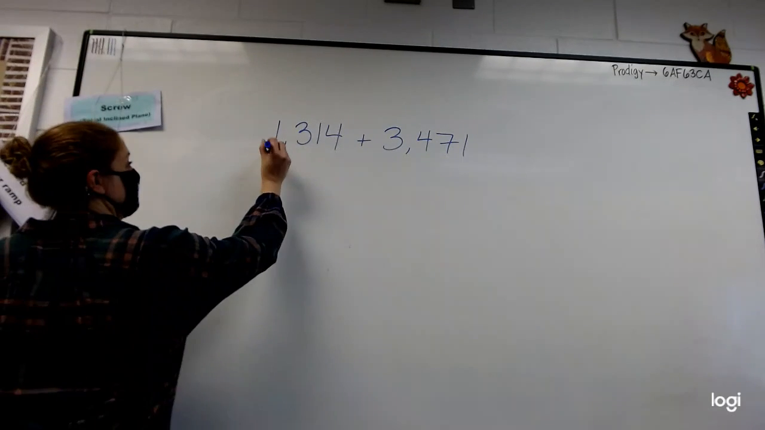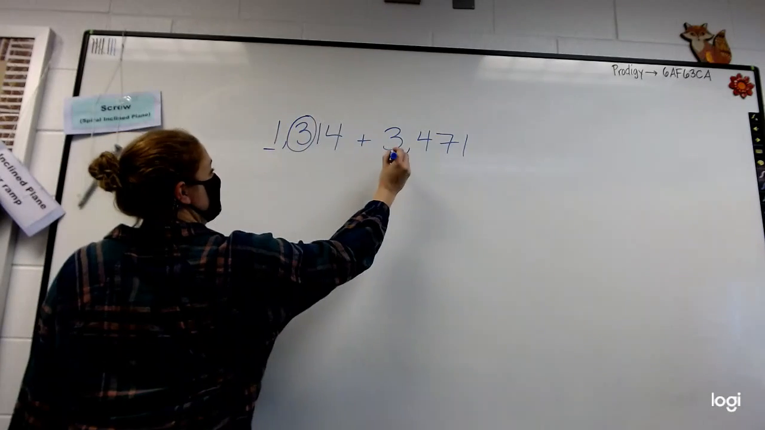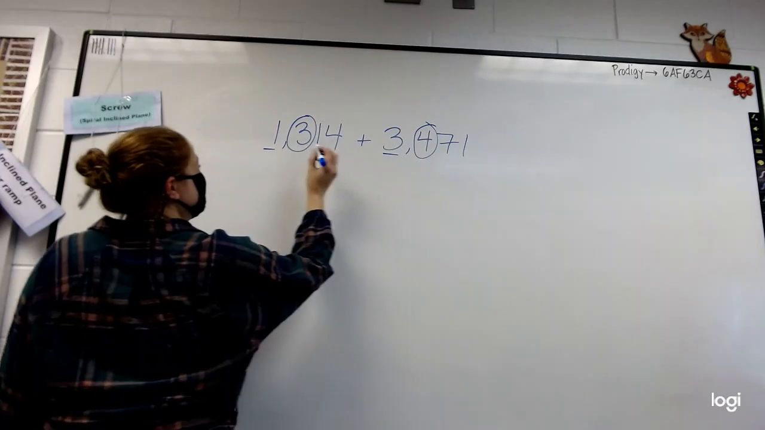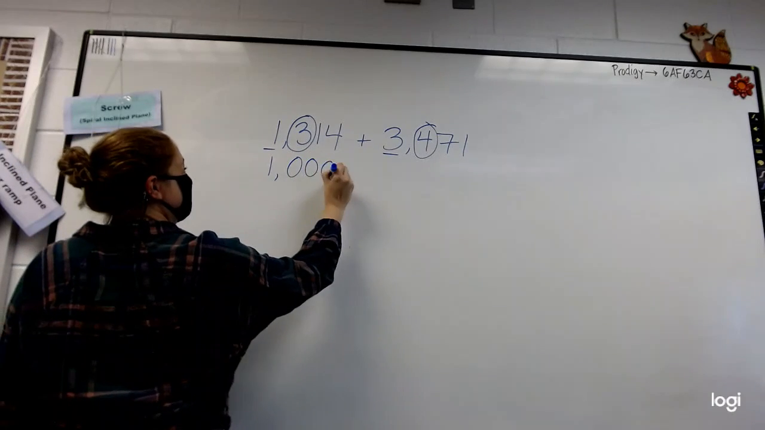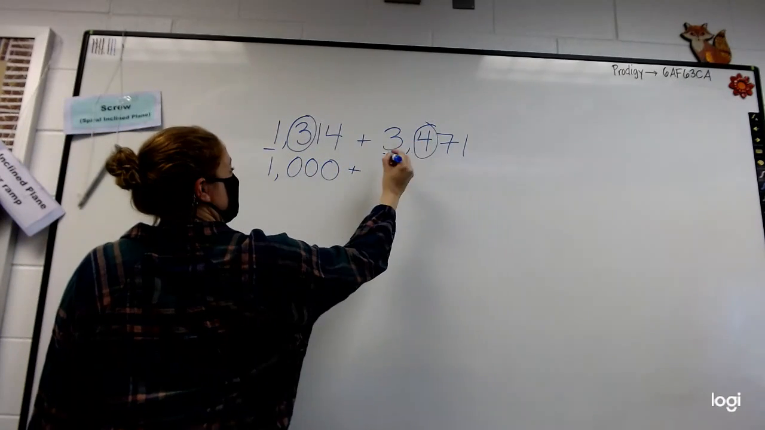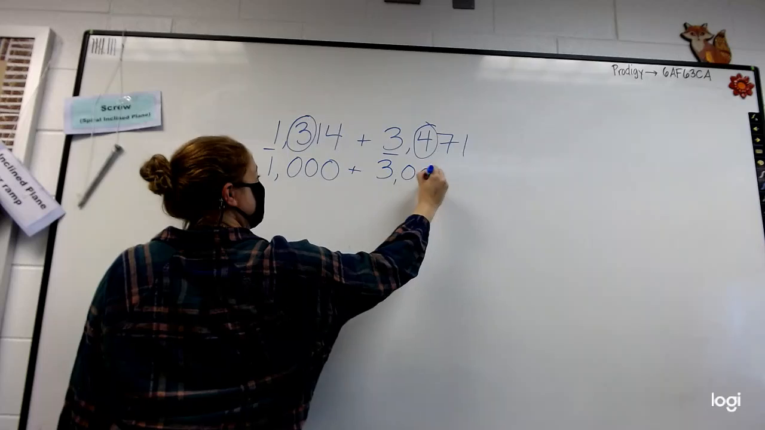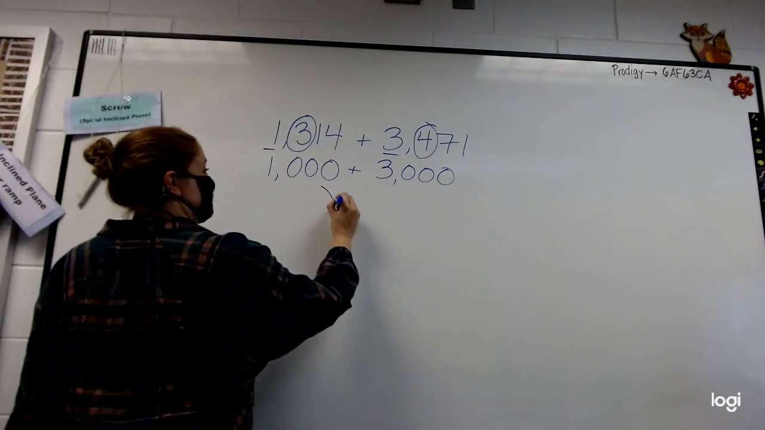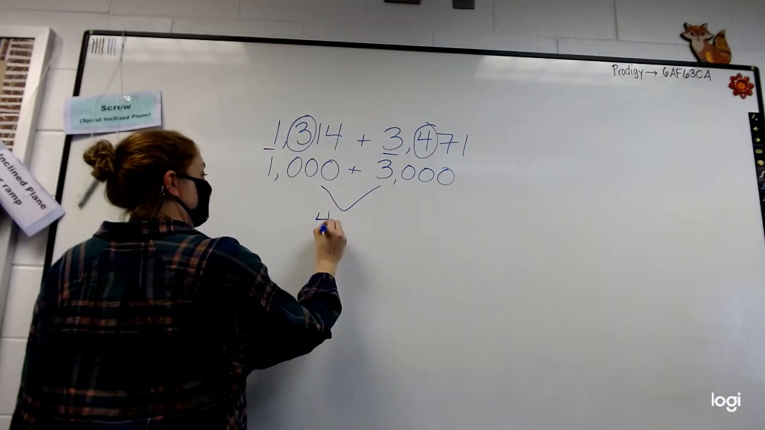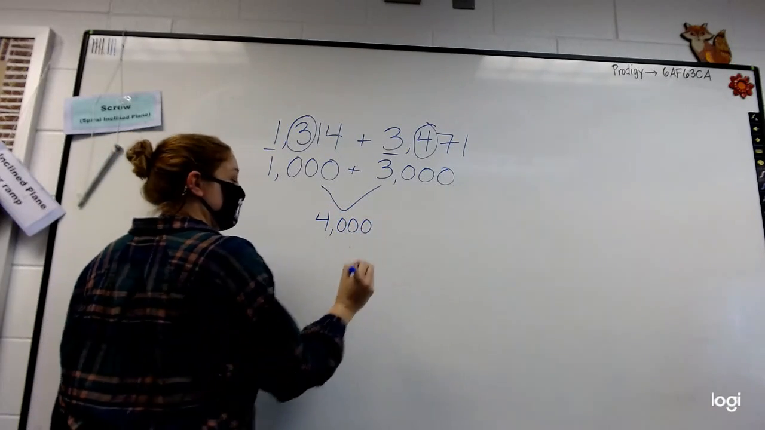Okay, so I'm going to do that up here. You do it on yours. My 3 makes my 1 stay a 1. This 4 keeps the 3 a 3. 4,000. Yeah, I don't even have to stack them. I could, but I know that that answer is 4,000.